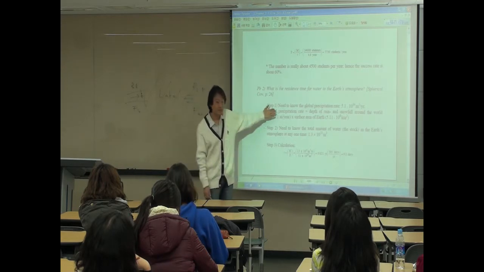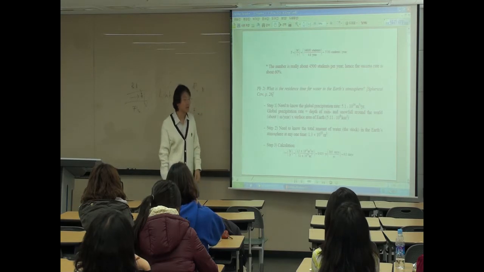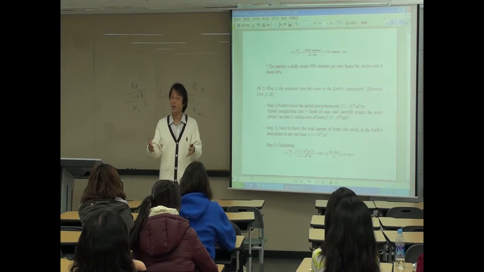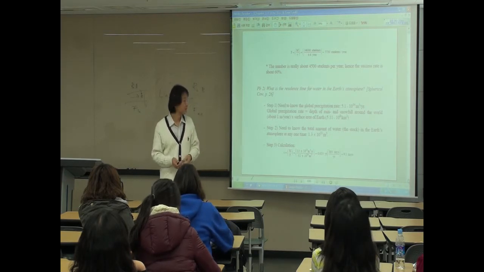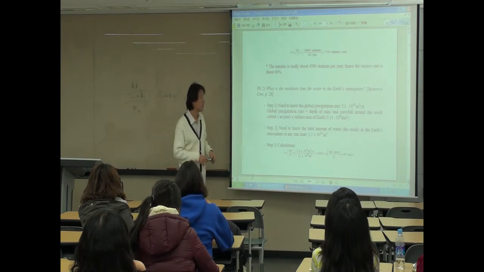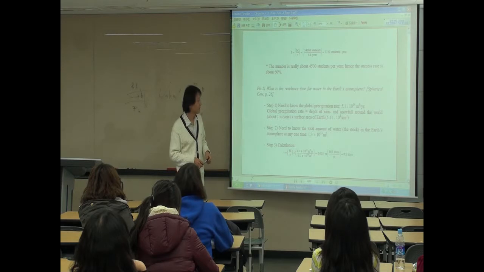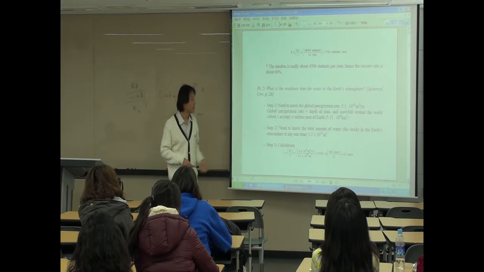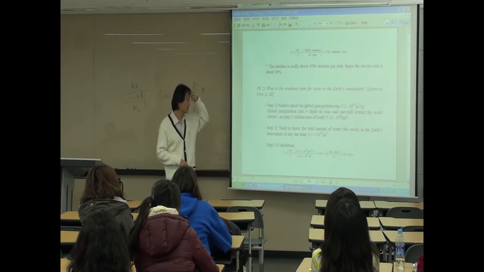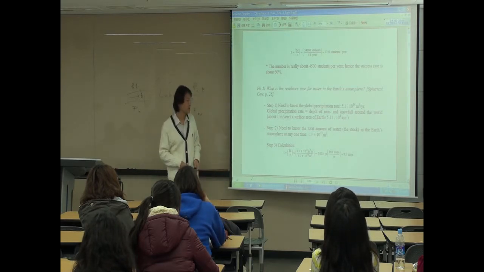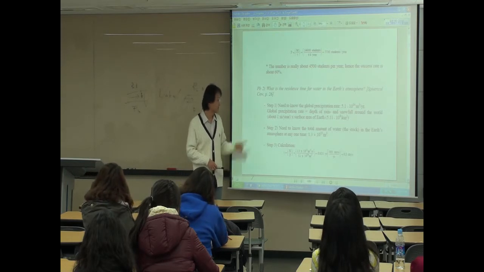So the first step in the solution is that we need to know the global precipitation. Precipitation actually provides the water to the Earth. The global precipitation rate is 5.1 times 10 to the 14 cubic meters per year. How can we get the global precipitation rate? Here, the depth of rain and snowfall around the world, which is 1 meter per year, times the surface area of the Earth. So you can get it.